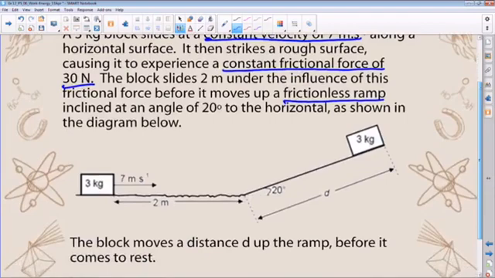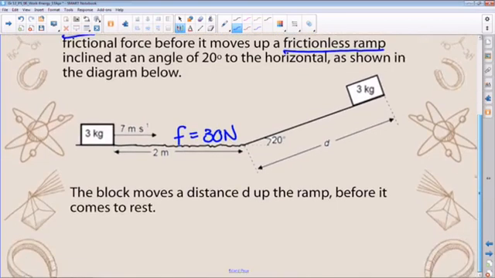I'm really putting you into it with this question as your first one, so let me help you here. This has a frictional force over here of 30 newtons. Let's write this in. So you've got the diagram. Everything else is all you needed to know. And it comes to rest at the top. So here are the questions.